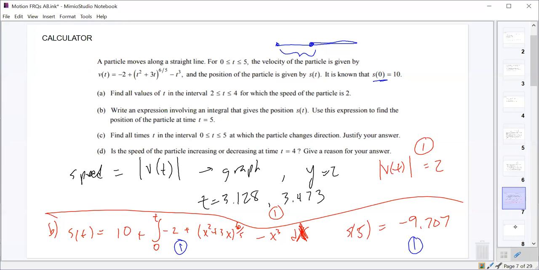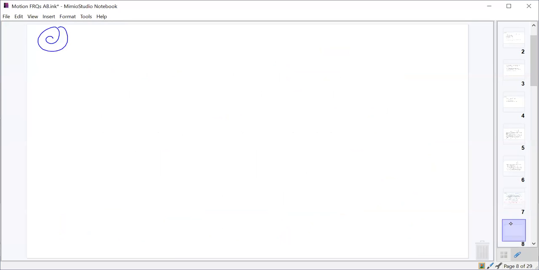So we will just set v of t equal to 0. And you will find two different values where that occurs on that interval. One of them is 0.536. And the other one is 3.318.